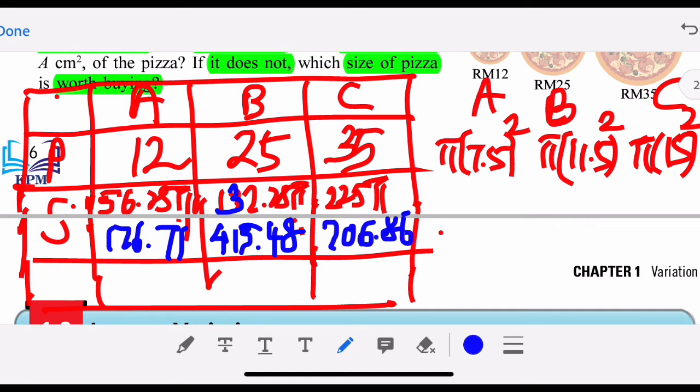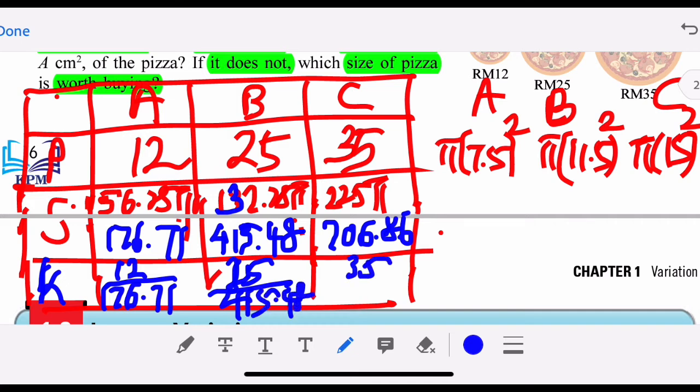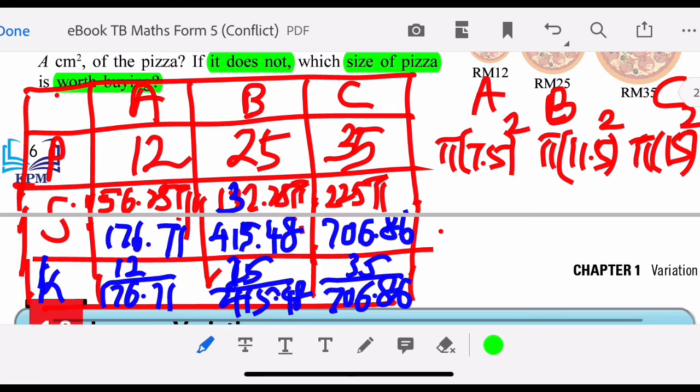706.86. Right. Now, in order to identify whether they vary directly or not, we need to find the constant. Remember, if all the constants are the same, that means they vary directly. So I'm going to take 12 divided by 176.71, and 25 over 415.48, and then 35 over 706.86. So I try to work out the constant.